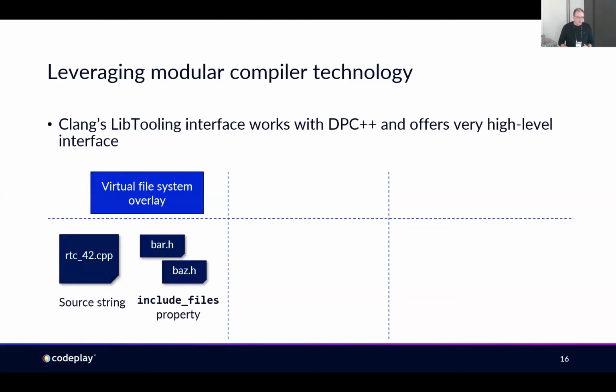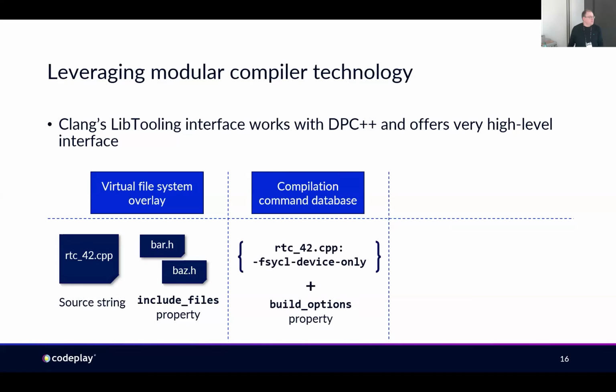So in order to invoke the compiler in this way, we need to do three things. We need to define a virtual file system in which we take the source string and all the files from the include files property, just define them as virtual in-memory files. Because it's an overlay file system, the physical file system is still present, so you are getting a sycl.hpp from disk easily, and also if you use the -I build option, you also get your header library from disk.